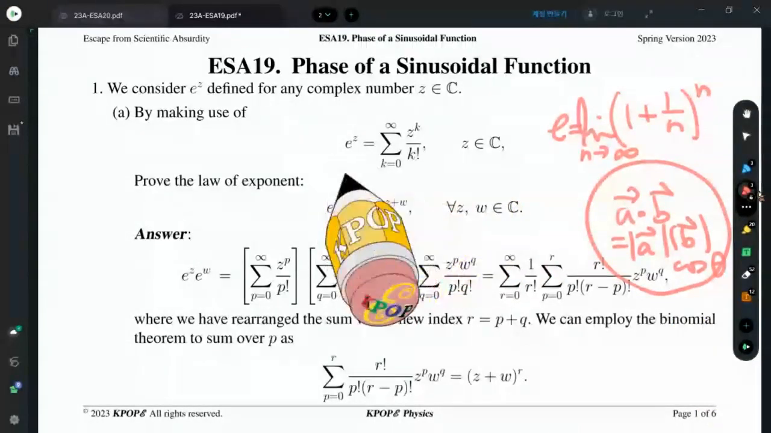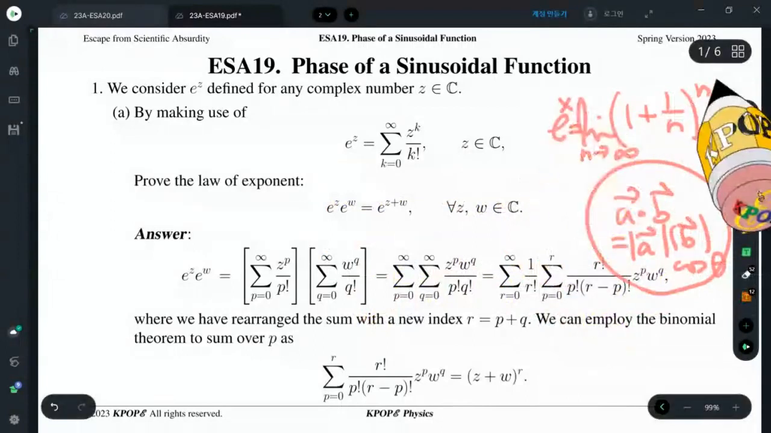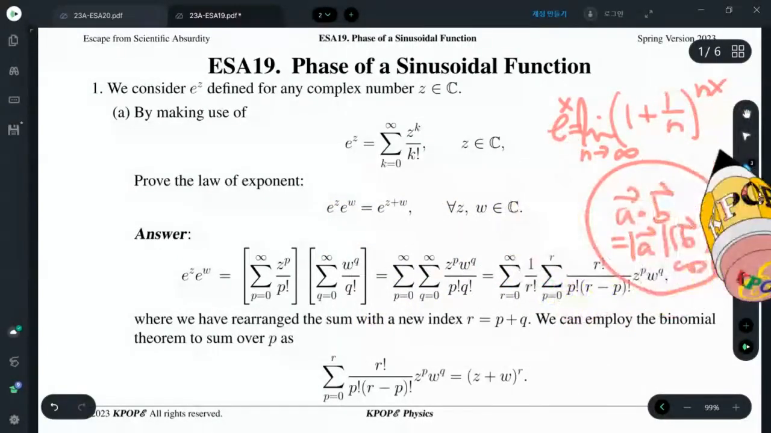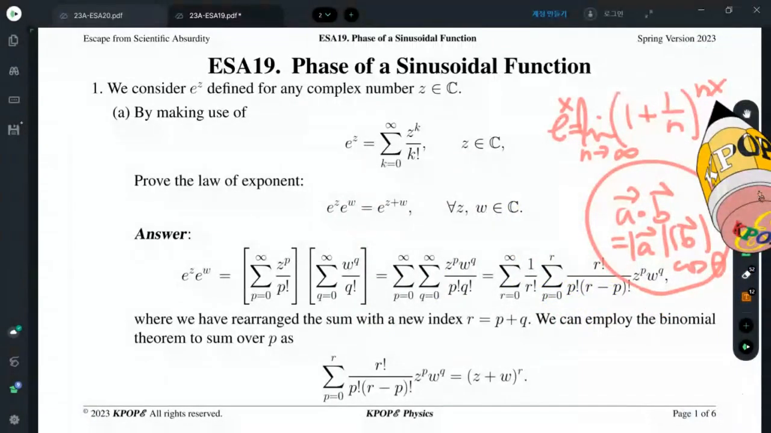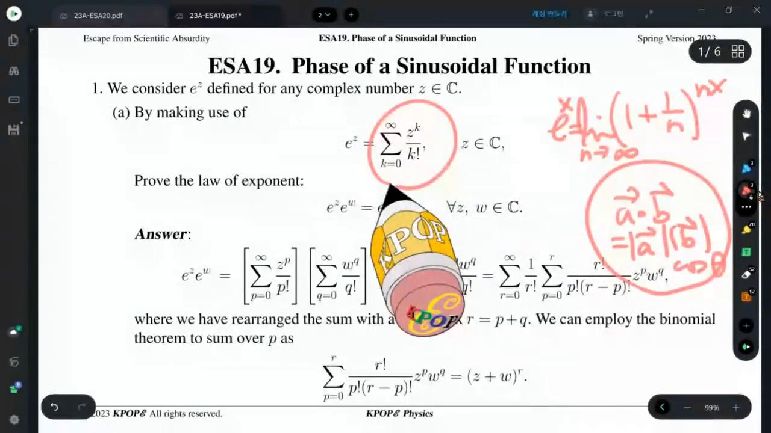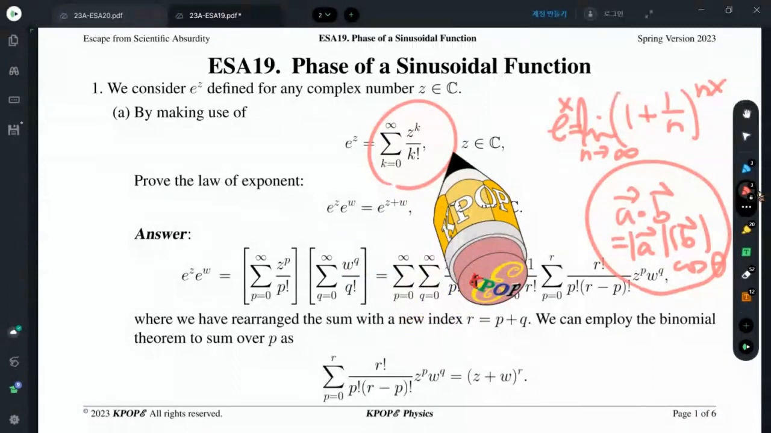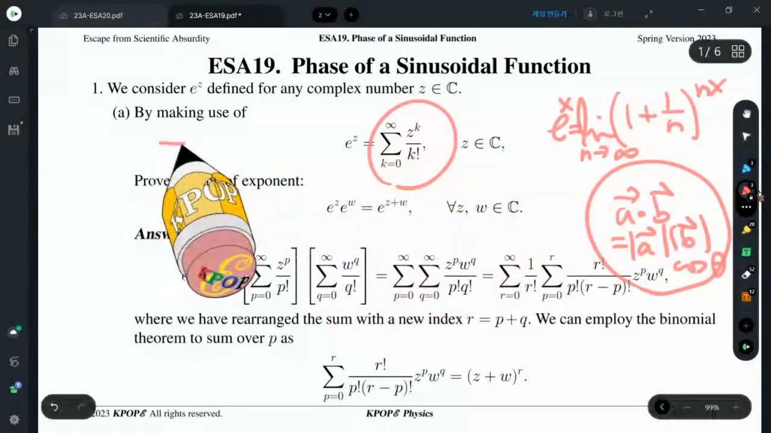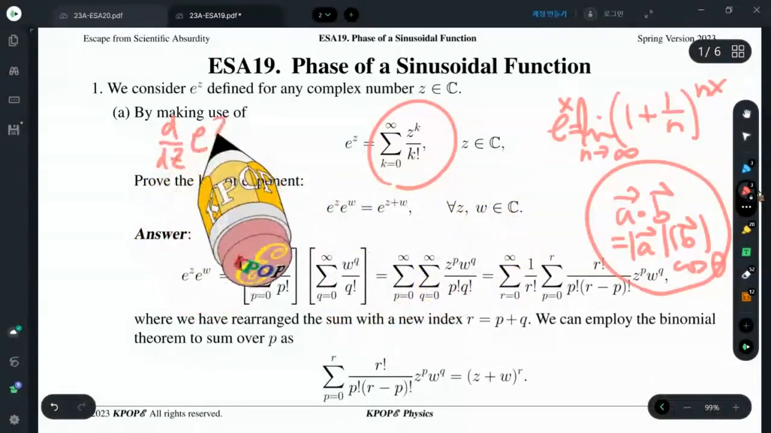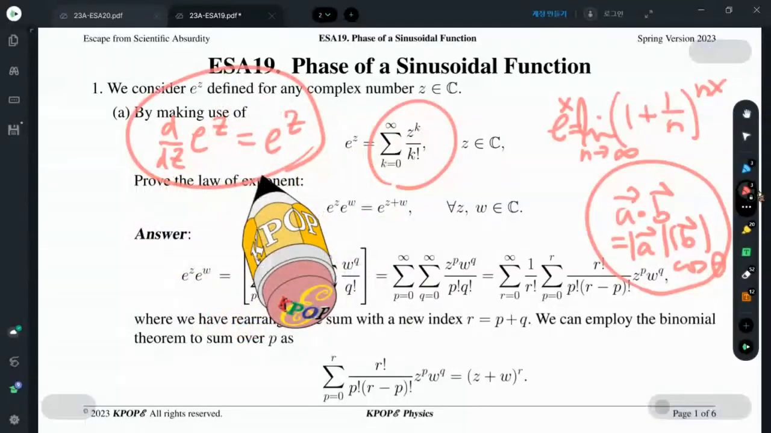Anyway, return to e. From the definition of e, we attach x and then expand using the binomial theorem. In the limit as n goes to infinity, we find that this series arrives. This very interesting function has a derivative. The result is itself.